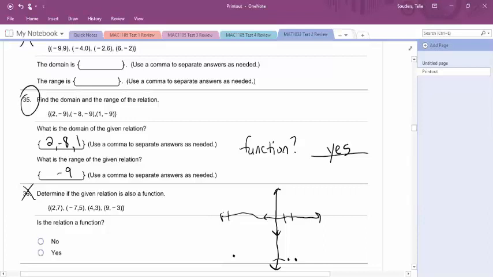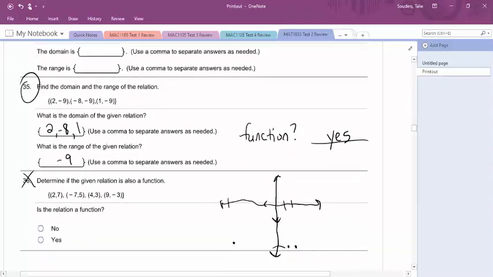What test can you use visually to see if you have a function? The vertical line test. Good. The vertical line test says if any vertical line that you draw crosses the graph at most once, then you're fine. So here, any vertical line that you draw only ever crosses through one point. So that would be another way to know this is a function.